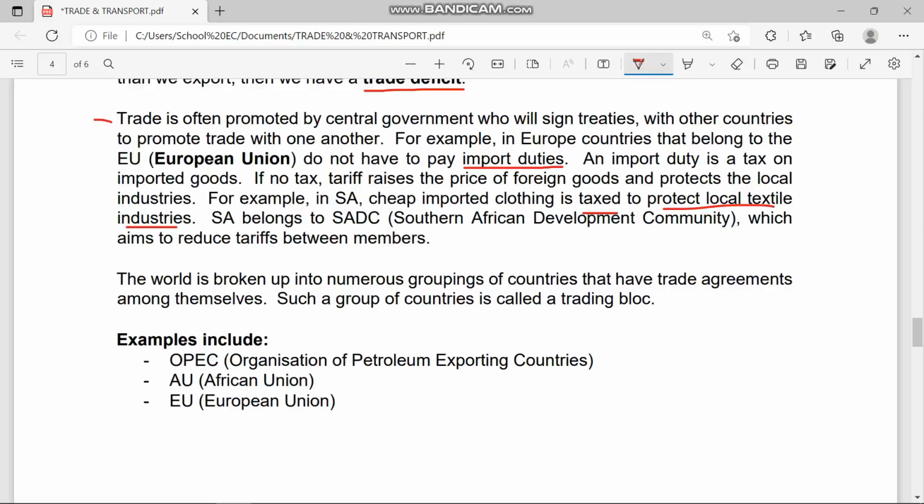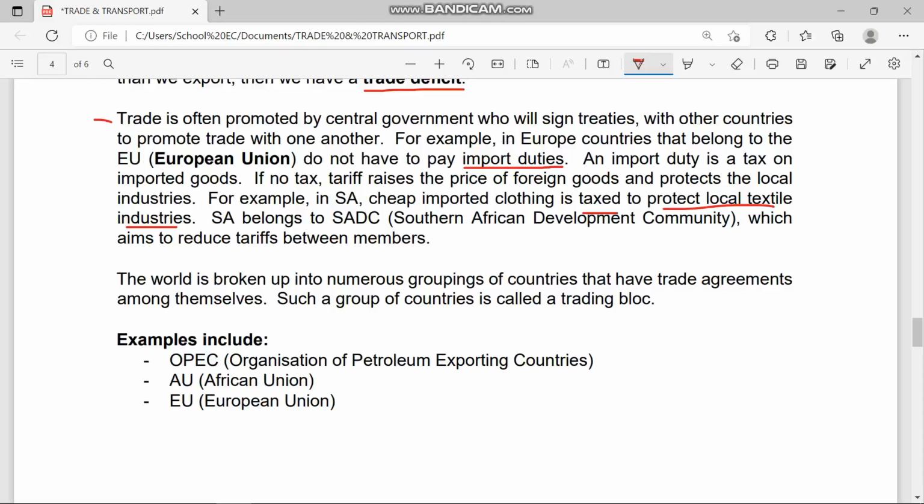South Africa belongs to SADC, the Southern African Development Community, which aims to reduce tariffs between members. Okay, so I guess you understood the concept of import duty. I think you understood it. I tried to explain.